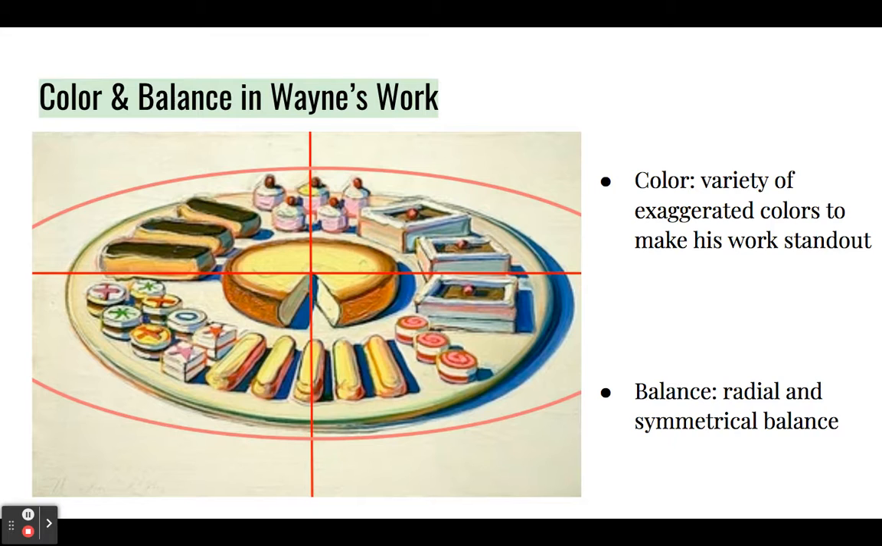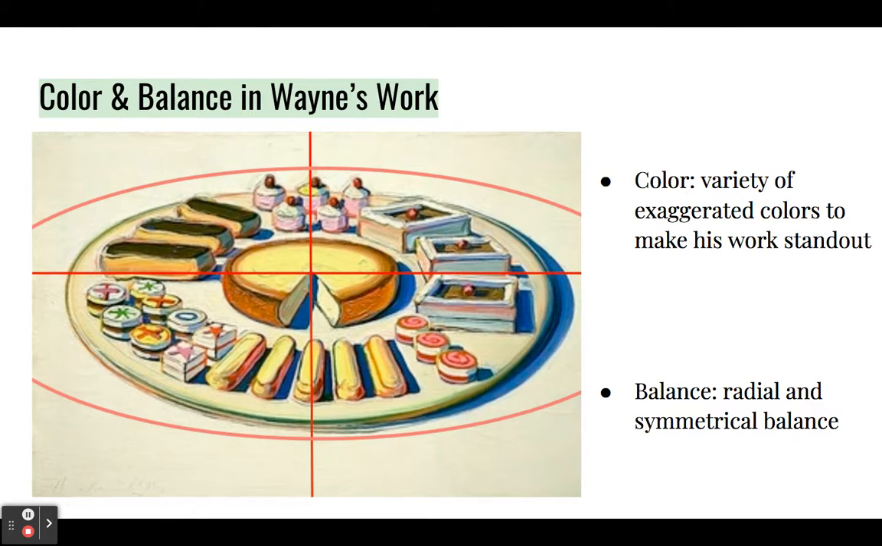So if you take a look at this artwork by Wayne, you can see that there is a lot of color. The colors are exaggerated to make his work stand out. There might be complementary colors in there as well because he wants the food and the objects within his artwork to really stand out. And also there's balance in his artwork.